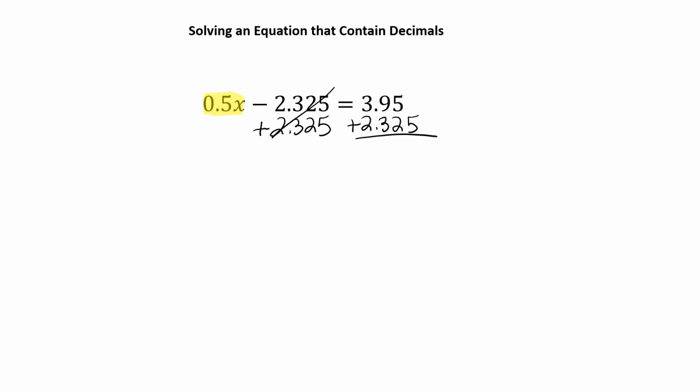Okay, so these cross off. You're left with 0.5x equals, this comes out to 6.275. You can just use your calculator, it's fine. Now we're left with just the multiplication. We have to undo that by dividing both sides by 0.5. After you use your calculator, you notice that this will come out to 8.6.